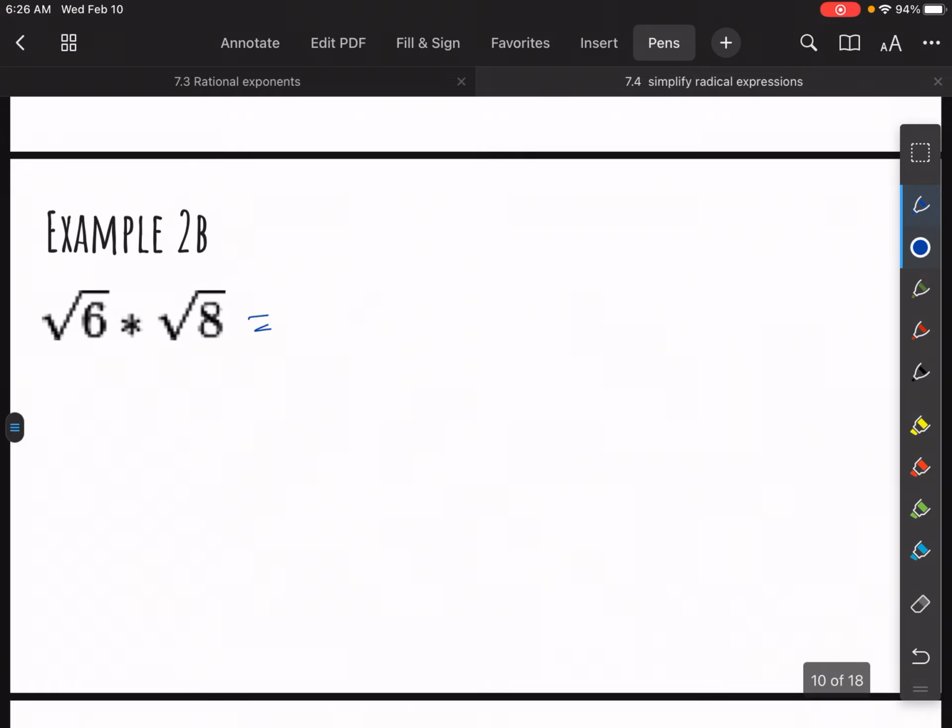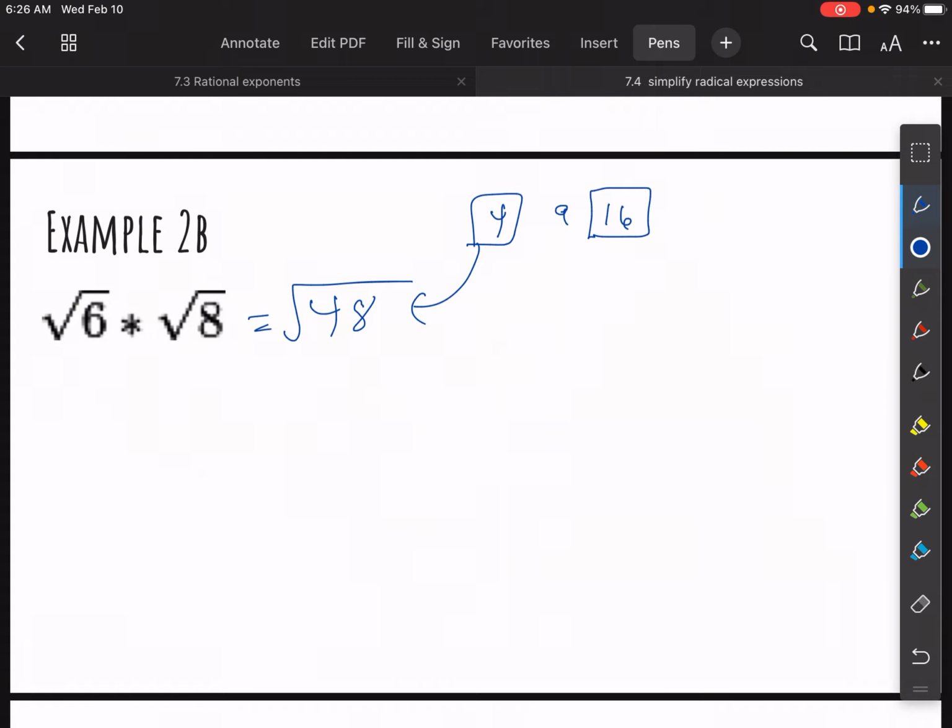Example 2b, give this one a shot, you guys. So this would be the square root of 48, right? I know that 2 squared, 4 goes into that. So I might start with that, but since it's even, I like to check the next even root. So we have 4, 9, we have 16. If 4 goes in, I like to also check to see if 16 goes in. And in this case, it does, I believe. So 16 times 3 goes in. So this is the square root of 16 times the square root of 3.